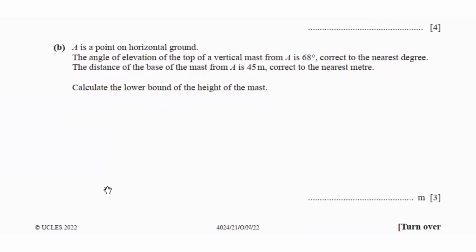A is a point on horizontal ground. The angle of elevation of the top of a vertical mast from A is 68, correct to the nearest degree. The distance of the base of the mast from A is 45 meters, correct to the nearest meter. Calculate the lower bound of the height of the mast.